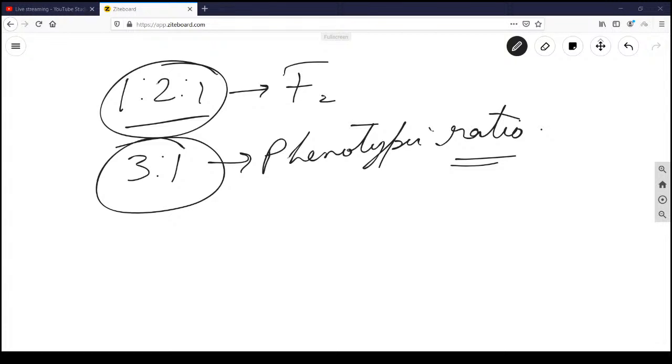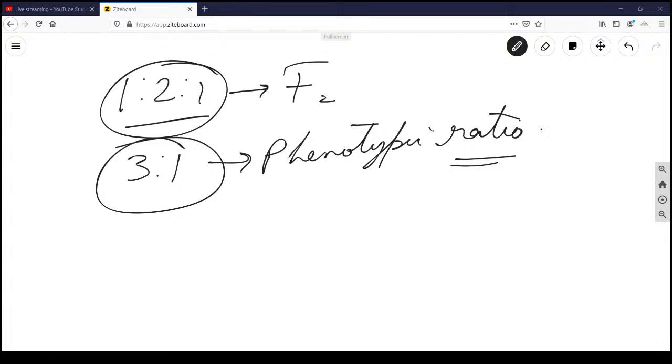Then coming on to question number 49, ABO blood grouping is controlled by the I gene. That is done. That is again a repetitive question. Question number 50. The pedigree chart is not given here. So come to question number 51 then.